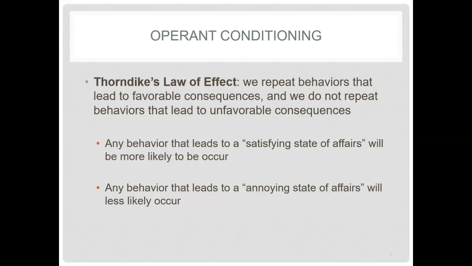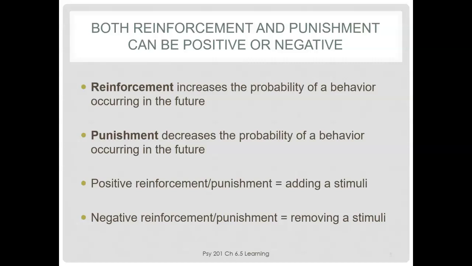So in our last video, we were talking about Thorndike's law of effect, which states we repeat behaviors that lead to favorable consequences, and we don't repeat behaviors that lead to unfavorable consequences. So I want to look at reinforcement versus punishment and how we use each of these when we're using operant conditioning. A reinforcement increases the probability of a behavior. A punishment decreases the probability of a behavior.